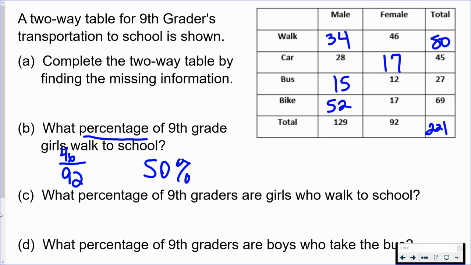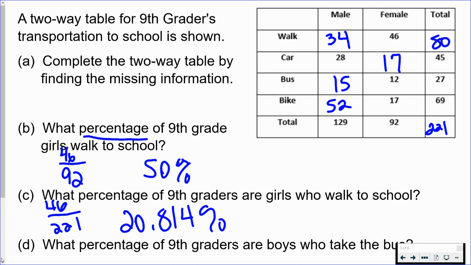Part C, what percentage of 9th graders? So that's all the 9th graders. That's 221 is our bottom number. What percentage of 9th graders are girls who walk to school? Okay, we already know that number. That top number is still 46, the females that walk to school. Okay, if we divide now, we want the percentage. Okay, remember we're just getting the percentage because that's what it asks for. So if we do 46 divided by 221, that's going to give us 20.814%. Okay.